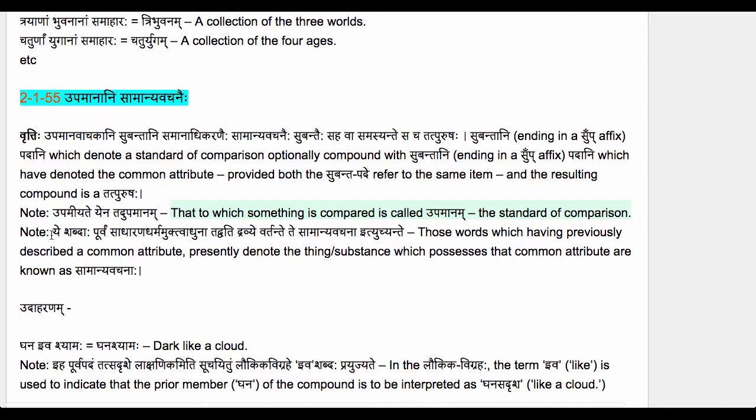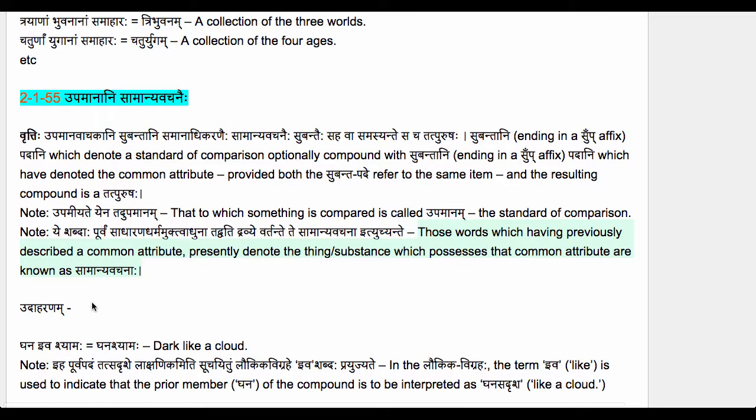And what about this term samanya vachanaihi? What exactly does that mean? The next note says ye shabdaha purvam sadharana dharmam uktvadhuna tadvati dravye vartante te samanya vachanaha ityuchyante. Adhuna means now. So those words which, having previously described a common attribute, presently denote the thing or substance which possesses that common attribute, are known as samanya vachanaha. So tadvati dravye vartante: they presently denote the thing or substance which possesses that common attribute. This is how samanya vachanaha is interpreted.